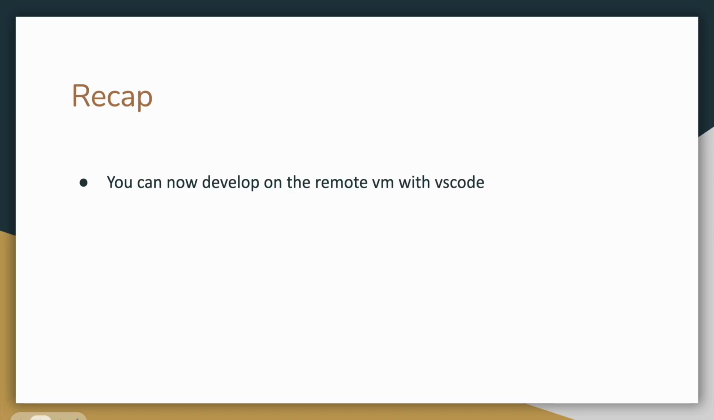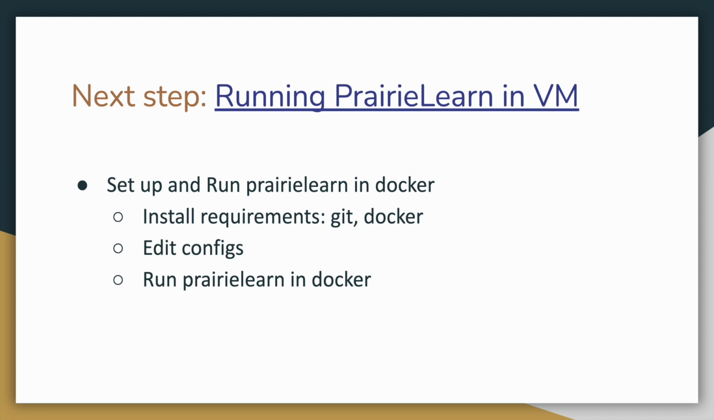So to recap, you can now develop on the remote virtual machine with VS Code. And the next step will be running PrairieLearn in the virtual machine. This will include setting up and running PrairieLearn in Docker, installing the requirements, Git and Docker, editing configurations, and running PrairieLearn in Docker.